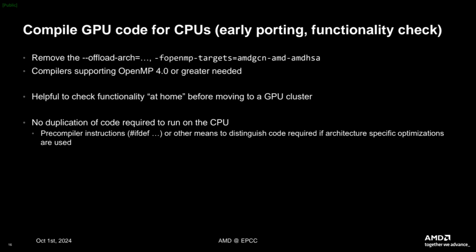I already mentioned it before. It's possible to compile the GPU code for CPUs. This is convenient for early porting and functionality checks without having to use a large system. You only need to remove the offload arch and replace it by this flag I show you here, and have a compiler which supports OpenMP 4.0 or greater. This is really, really helpful because you have only one code which can run on CPUs and GPUs, and you can do debugging, at least for some functionality checks, on CPUs already.